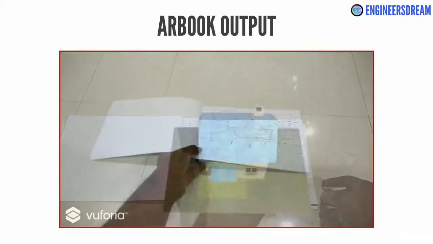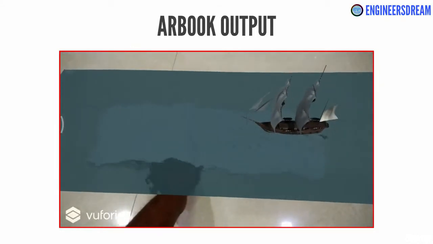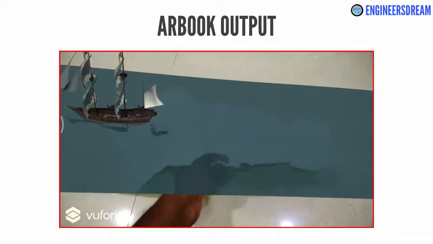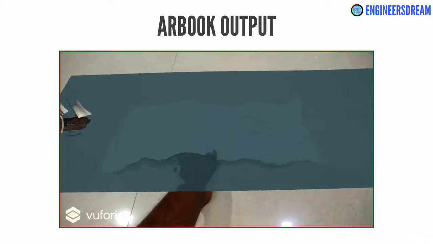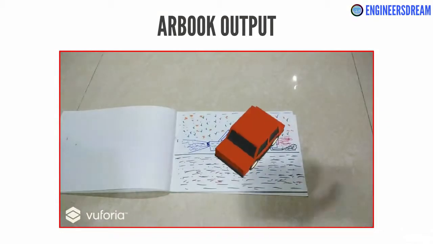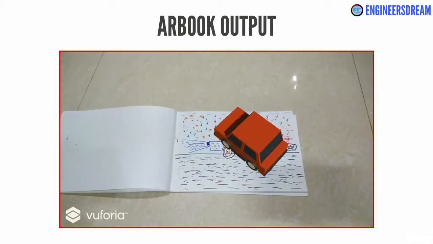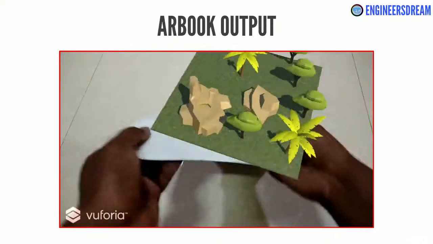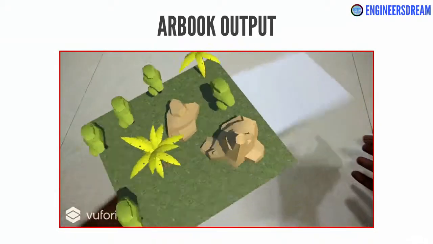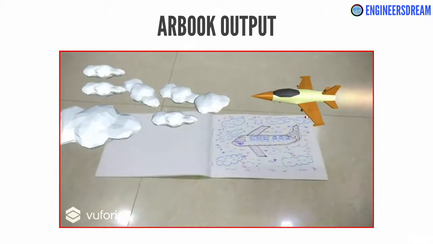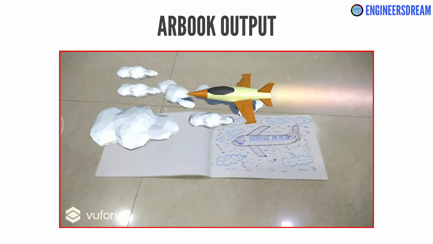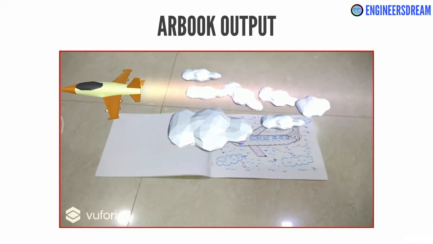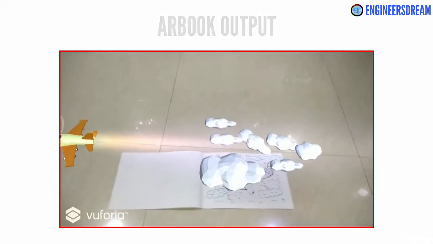Now, if we look at the ship image target, then in this, the water prefab is constant in one place, but the ship model is moving and after few seconds, the ship model moves out of the screen. In the car image target, the car model is rotating in one place. In the forest image target, the trees, rocks and the grass are all fixed in one place and no object is moving out of the screen. Finally, in the aeroplane image target, the aeroplane and the cloud models are both moving and after few seconds, both the clouds and the aeroplane move out of the screen.